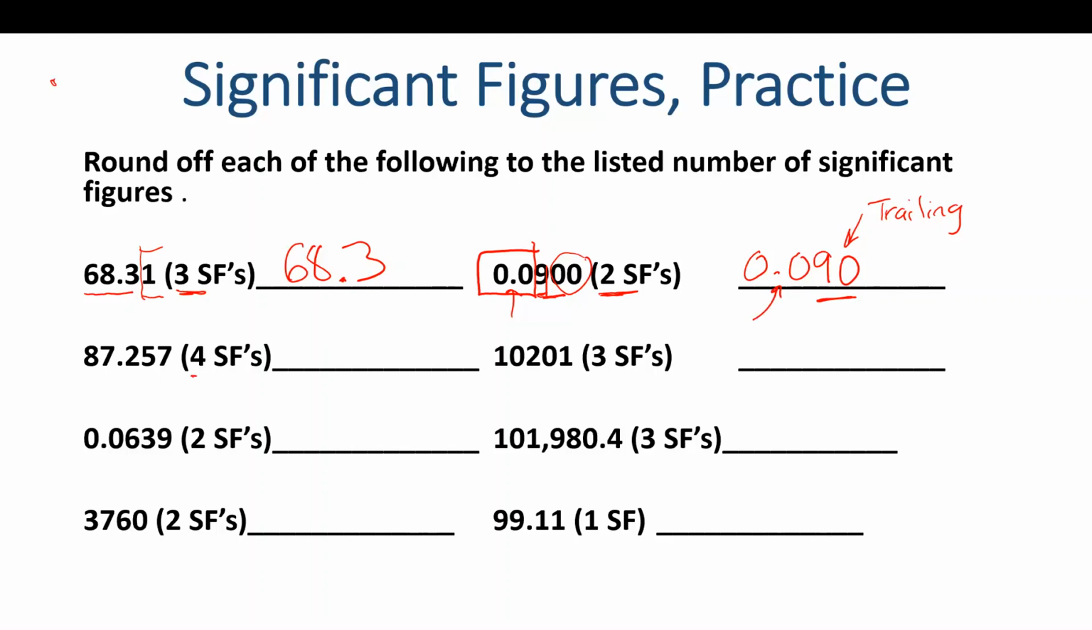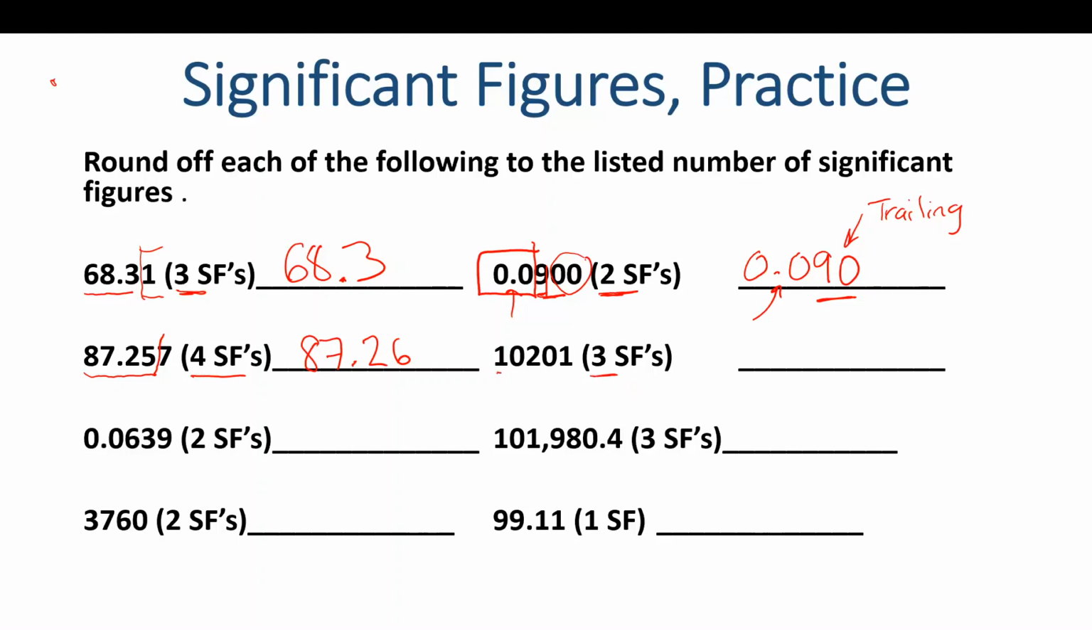If I go to the next number, I need 4 sig figs. So 1, 2, 3, 4, right? And if I look, that 7 is actually 5 or bigger, so I would round up. This number would be 87.26.